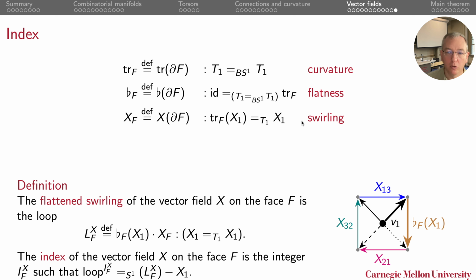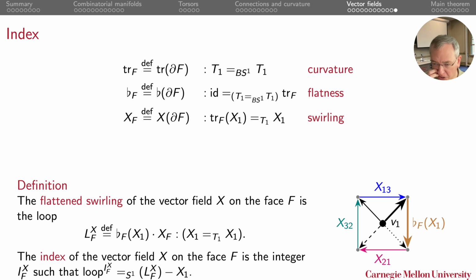So notice the relationship between these two. If you were to plug X1 into flatness, you'd get a path from X1 to transport of X1. And this is a path from transport of X1 to X1. So these two can be catted to make a loop. So that's what we'll call the flattened swirling. So the flattened swirling of the vector field on the face is this loop, LXF. So it is the concatenation of flatness of x1 with xf. And that's a path from x1 to itself.